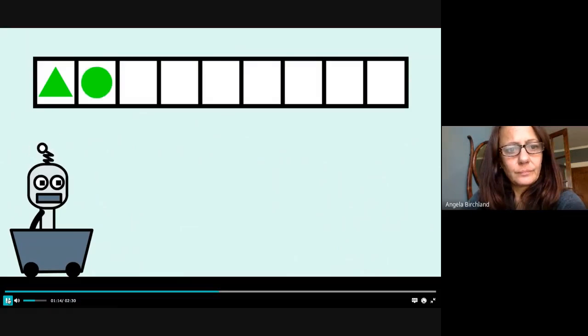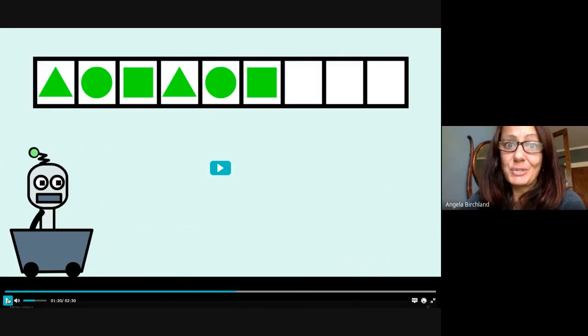Triangle, circle, square. Triangle, circle, square. Do you know what the core of this pattern is? Now, oftentimes we have colors. This is green, green, green, green, green, green. So that's not going to help us. So we have to find something different. We have triangle, circle, square. The core of this pattern is triangle, circle, square.